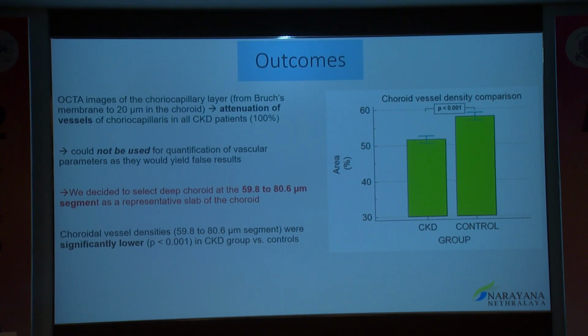And then we moved on to the choriocapillaris layer. We took OCTA images of the choriocapillary layer from the Bruch's membrane to 20 micrometers into the choroid, and there was attenuation of vessels in the choriocapillaris in all of the patients. However, this could not be used for quantification of vascular parameters, hence we decided to take a segment from the deeper choroid from 60 to 80 micrometers, and that showed a significant difference of P less than 0.01.